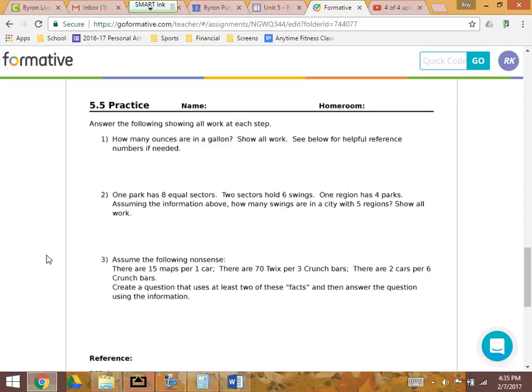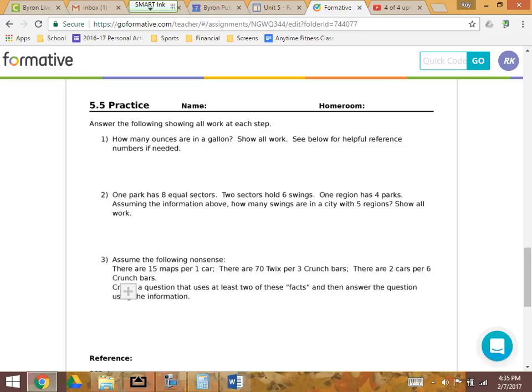All right, this last problem here, the last example, really just has a whole bunch of nonsense. It says assume the following nonsense, okay? So none of this is really important. Just numbers that allow us to use dimensional analysis to solve. So it says there are 15 maps per one car. Okay, so I don't know why you would need 15 different maps in a car, but there you go.